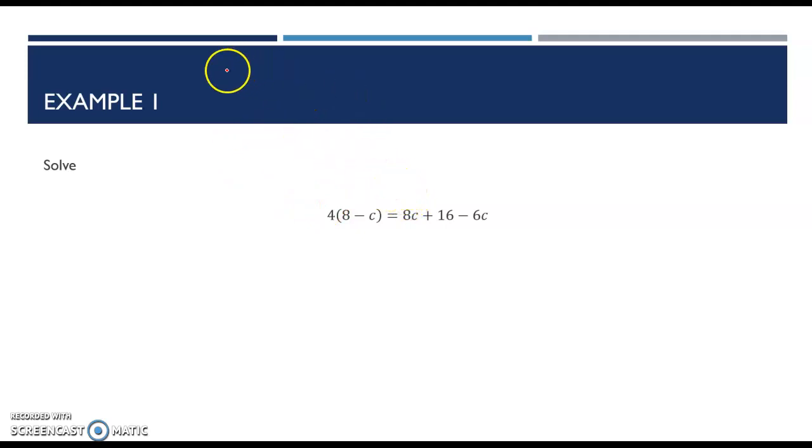So you may remember that in at least 7th grade, doing the distributive property. So for here, that's going to be taking 4 and we're going to multiply equally. That's what distributive property means, through my parentheses. So 4 times 8 is 32, and 4 times negative, this would be negative 1c because of that invisible 1. 4 times a negative 1c will be a negative 4c equals 8c plus 16 minus 6c. All right, so that's my distributive property.